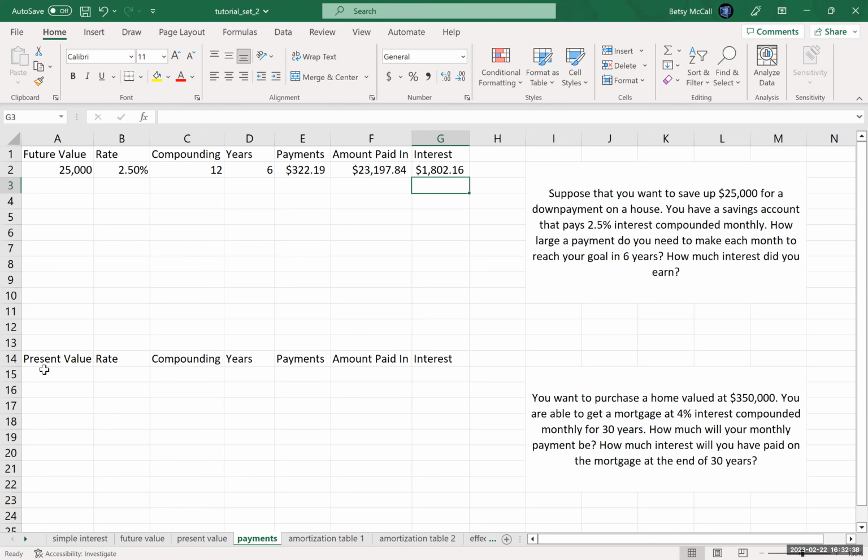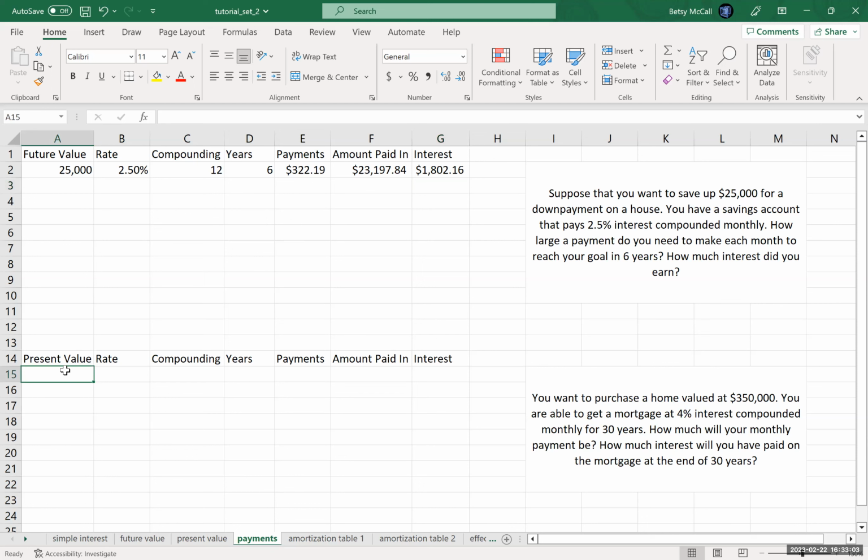Now, calculating the payments from the present value for a loan is going to work very similarly. So here in our example, we want to purchase a home valued at $350,000. We're able to get a mortgage at 4% interest compounded monthly for 30 years. 30 years is the standard for mortgages. How much will your monthly payment be? And how much interest will you have paid on the mortgage at the end of 30 years?